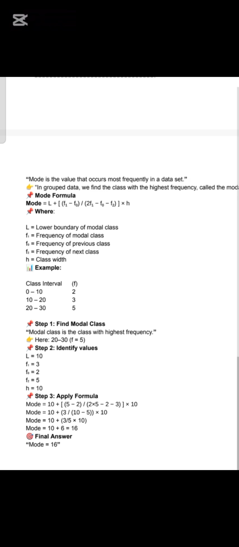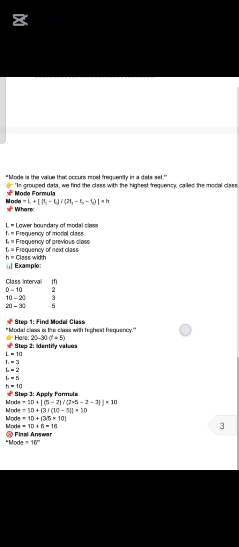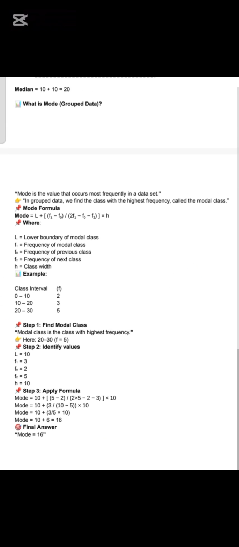Move on. What is mode for grouped data? Mode is the value that occurs most frequently in a given data set. In grouped data, we find the class with the highest frequency, called the modal class. Modal class is the class with the highest frequency. We can say that if our class has the highest frequency, it's our modal class. Here we can see that 20 to 30 is our modal class.